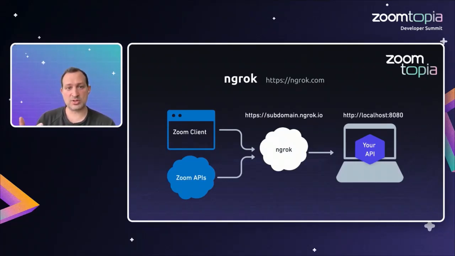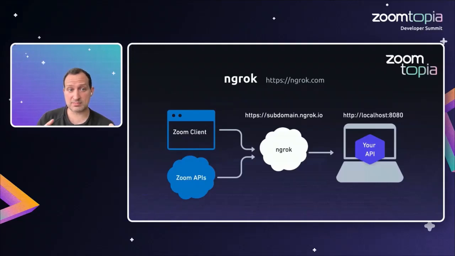And in this way, you can now have a URL that anyone in the world can use to access your local environment. And you can use that URL to add to the Zoom app marketplace configuration so that you can get up and running with a local app really quickly.